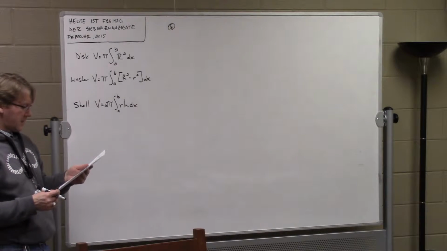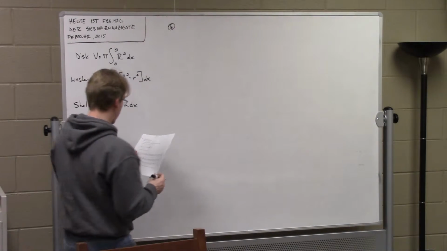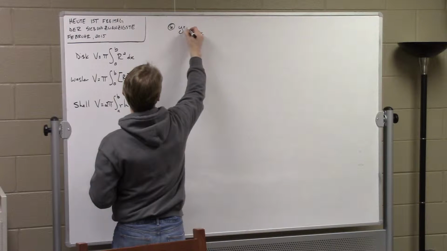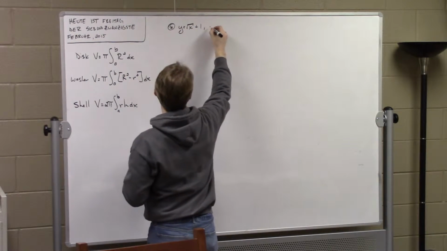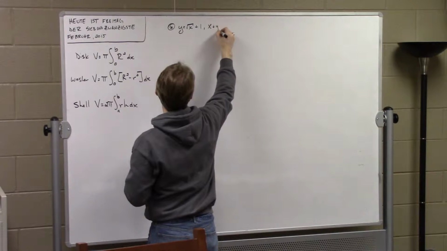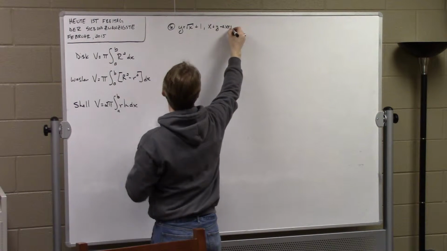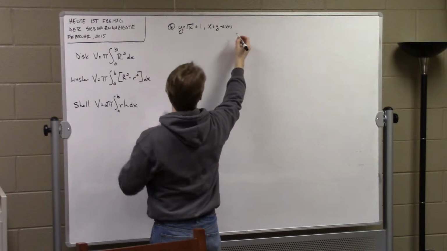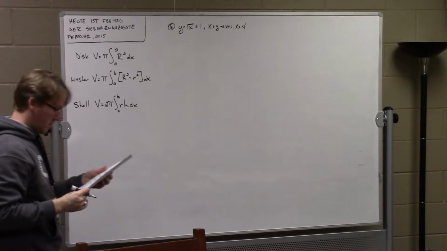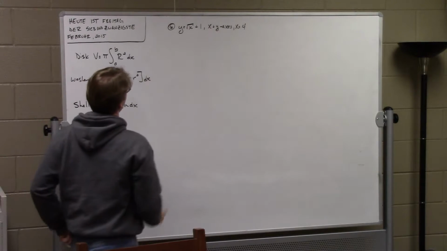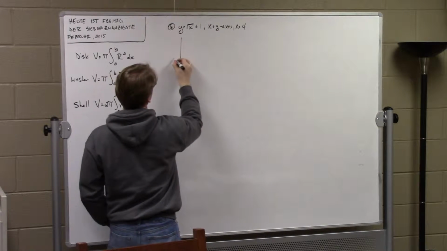Find the volume of the solid formed by rotating the region enclosed by these graphs: y equals root of x plus 1, the x-axis, the y-axis, and x equals 4, about the x-axis. Okay? Let's look at that zone.